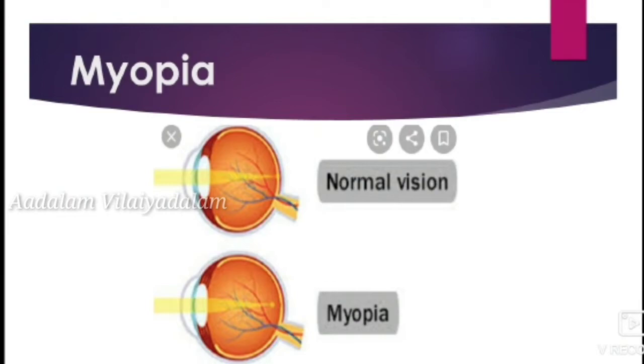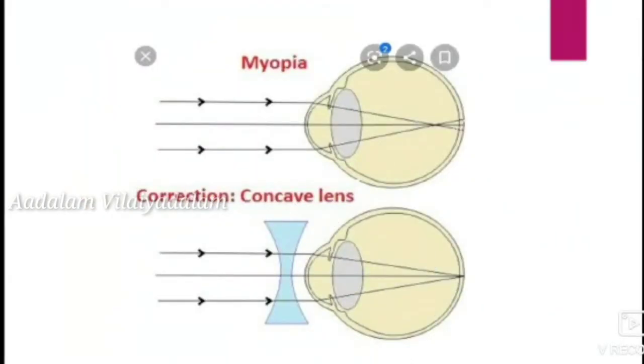First one, myopia. It is also known as short-sightedness and it occurs due to lengthening of the eyeball. In this myopia defect, nearby objects can be seen clearly but distant objects cannot be seen clearly. How does myopia form? The focal length of the eye lens is reduced. That means the distance between the eye lens and the retina increases.